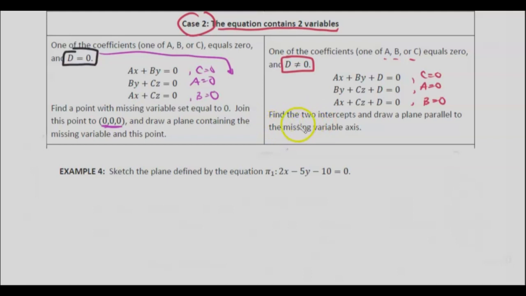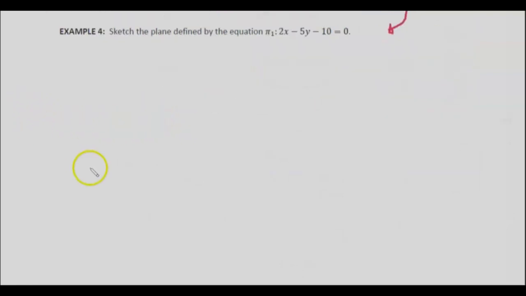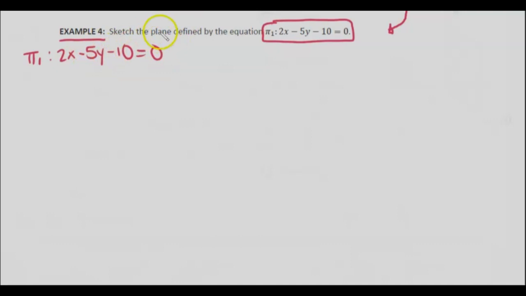So what we're going to do is find the 2 intercepts and draw a plane parallel to the missing variable axis. Let's embed this directly into a question. Example 4: sketch a plane defined by this equation here. We have plane 1 being 2x minus 5y minus 10 equals 0. We can see off the bat that we have no z value, so z is going to equal 0 there.